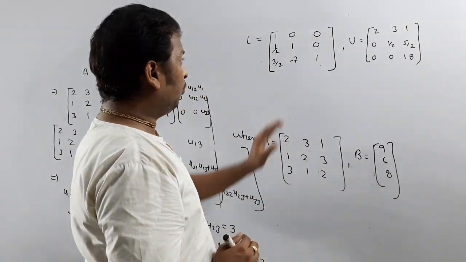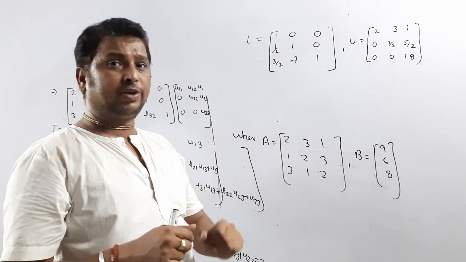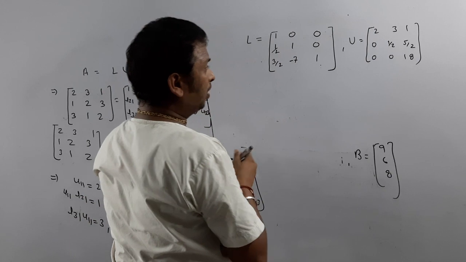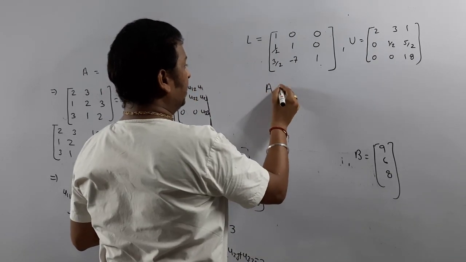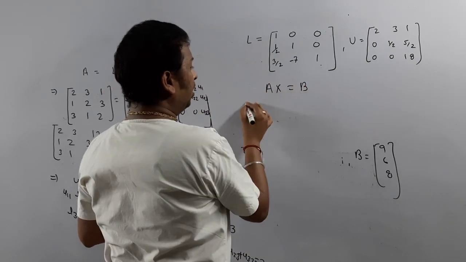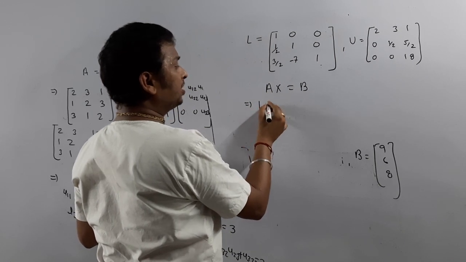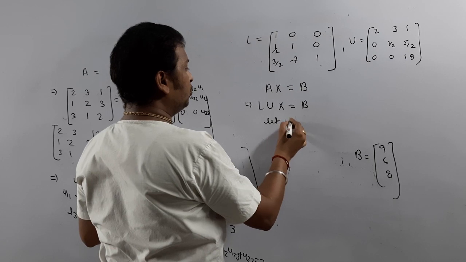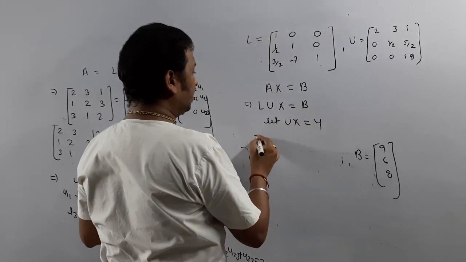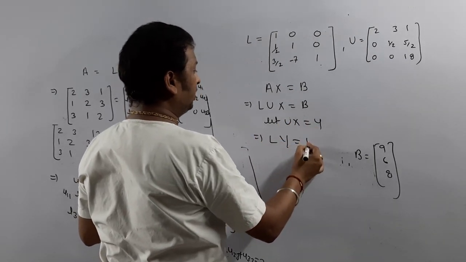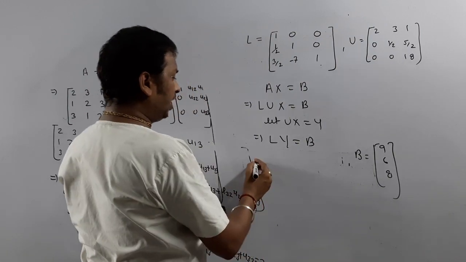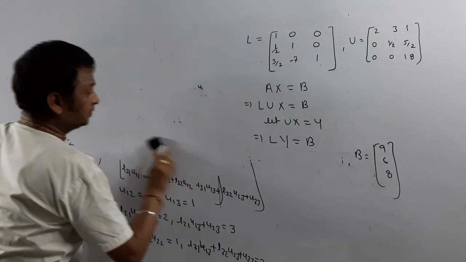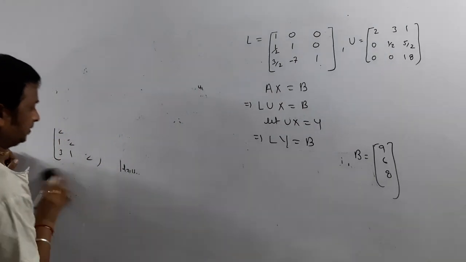Easily you can do. Once you know L and U, then what do we have to do? I'm going to explain that one. Actually our system is AX is equal to B. We have chosen A as LU. So LUX is equal to B. Let UX is equal to Y. So what is the system? LY is equal to B. So first we have to solve LY is equal to B. L we already calculated.